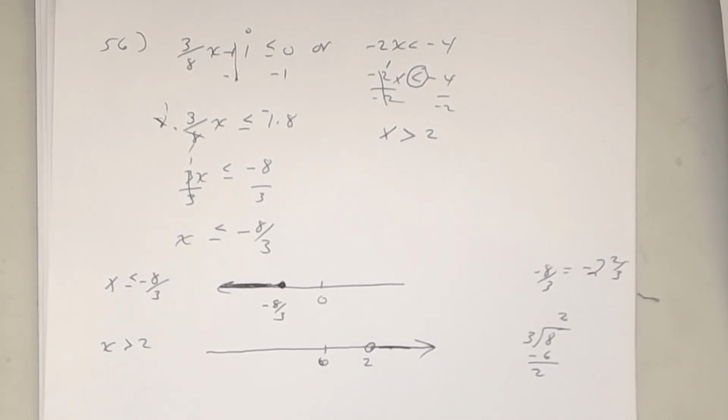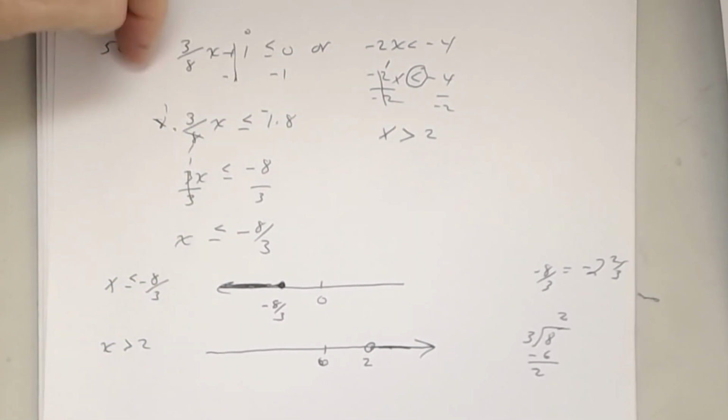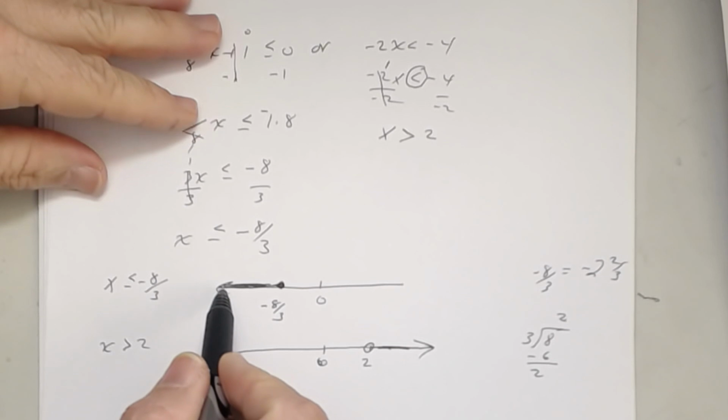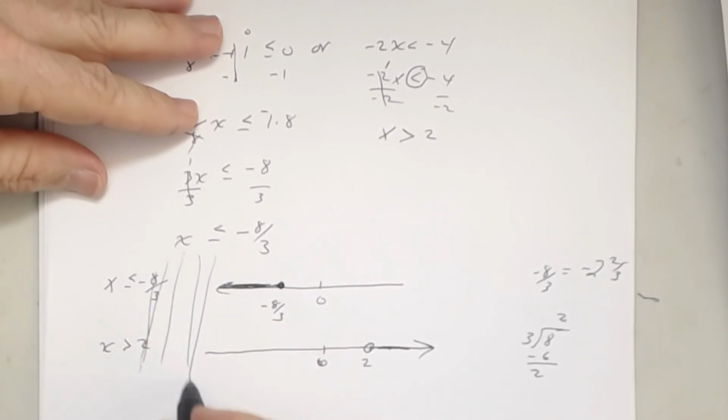So I've graphed the solutions to each inequality. Now I want to find the solutions to the compound inequality. Since that's an or statement, I'm going to shade in anything that is a solution. So that's the solution right here, right? Going towards negative infinity. So tell me where to stop at this point.